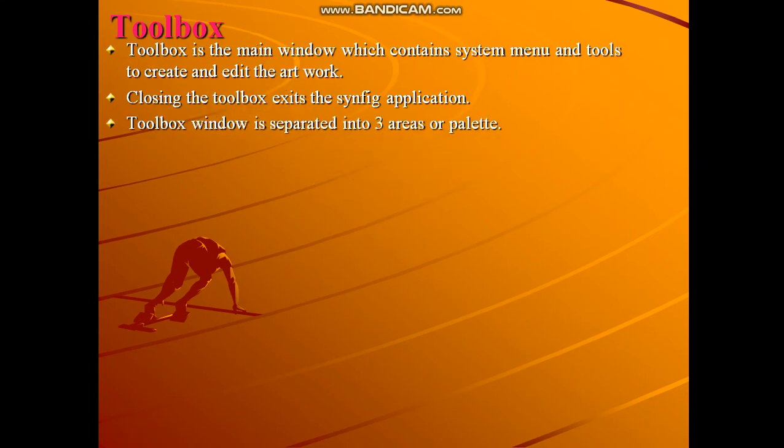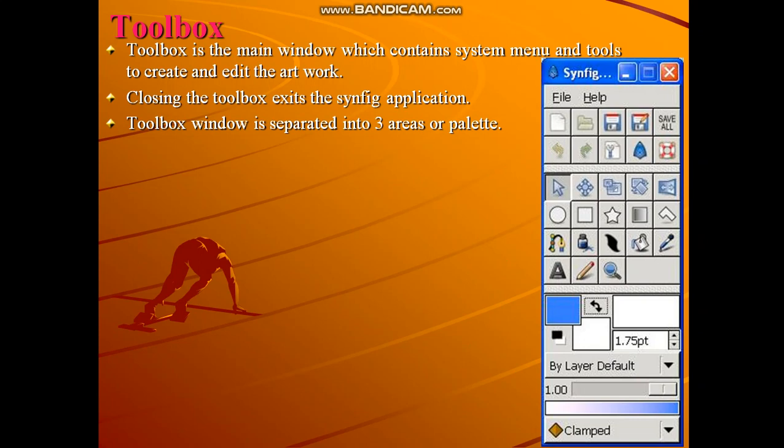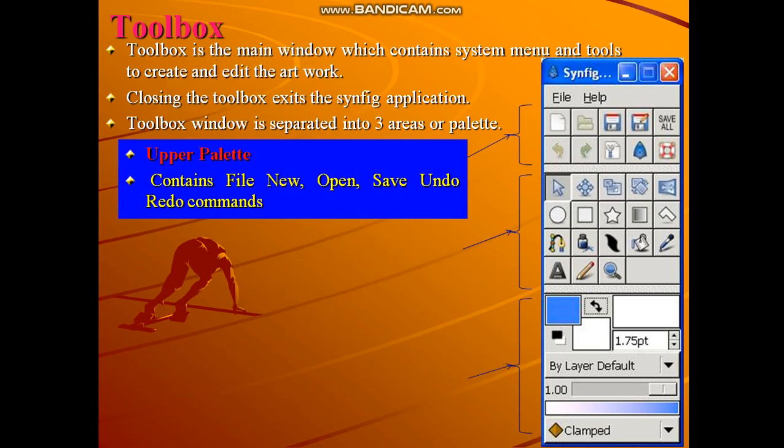Toolbox window is separated into 3 areas. So this is toolbox, and here 3 different areas are given. These are the 3 different areas: the first part, second part, and third part. See, the first part, that is upper palette, and it contains file, new, open, save, undo, redo options. Such commands are given here.